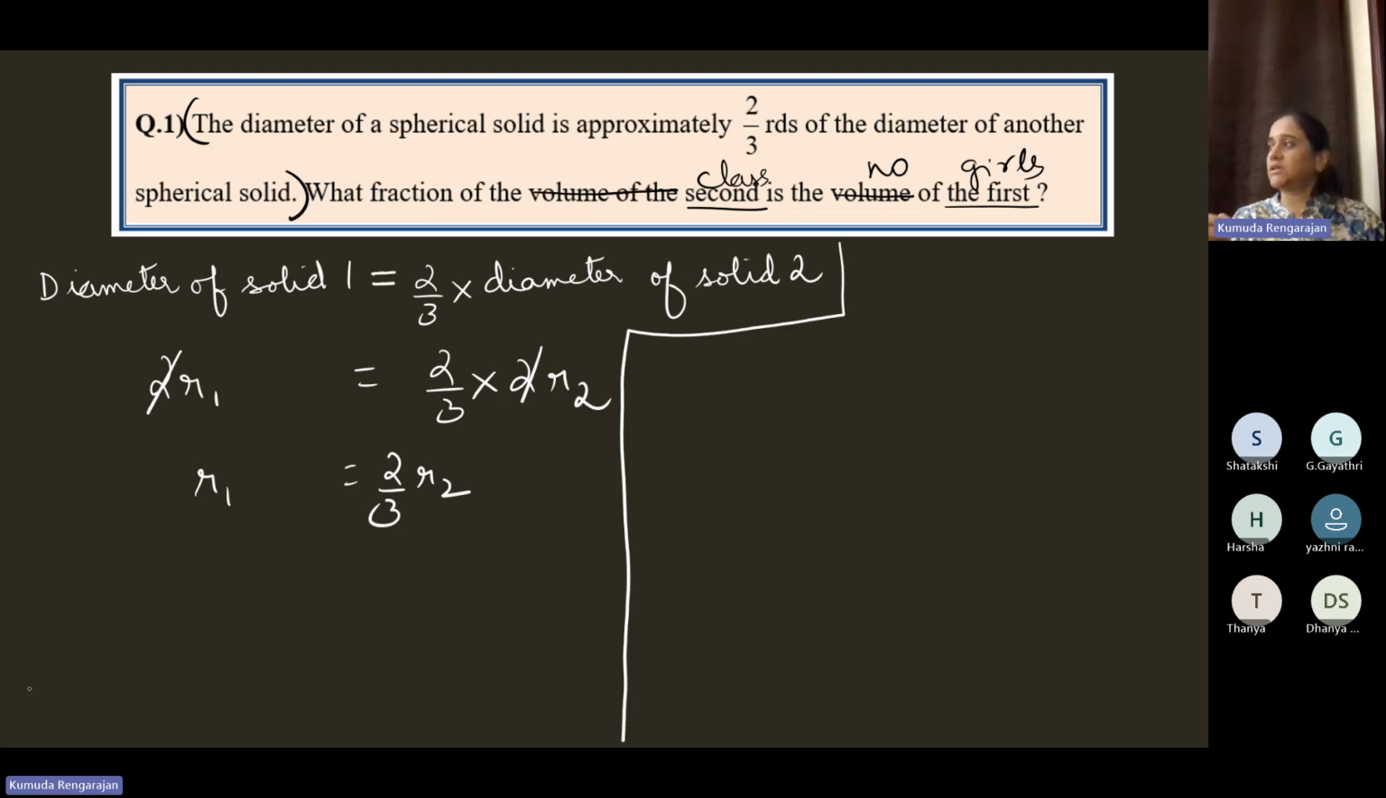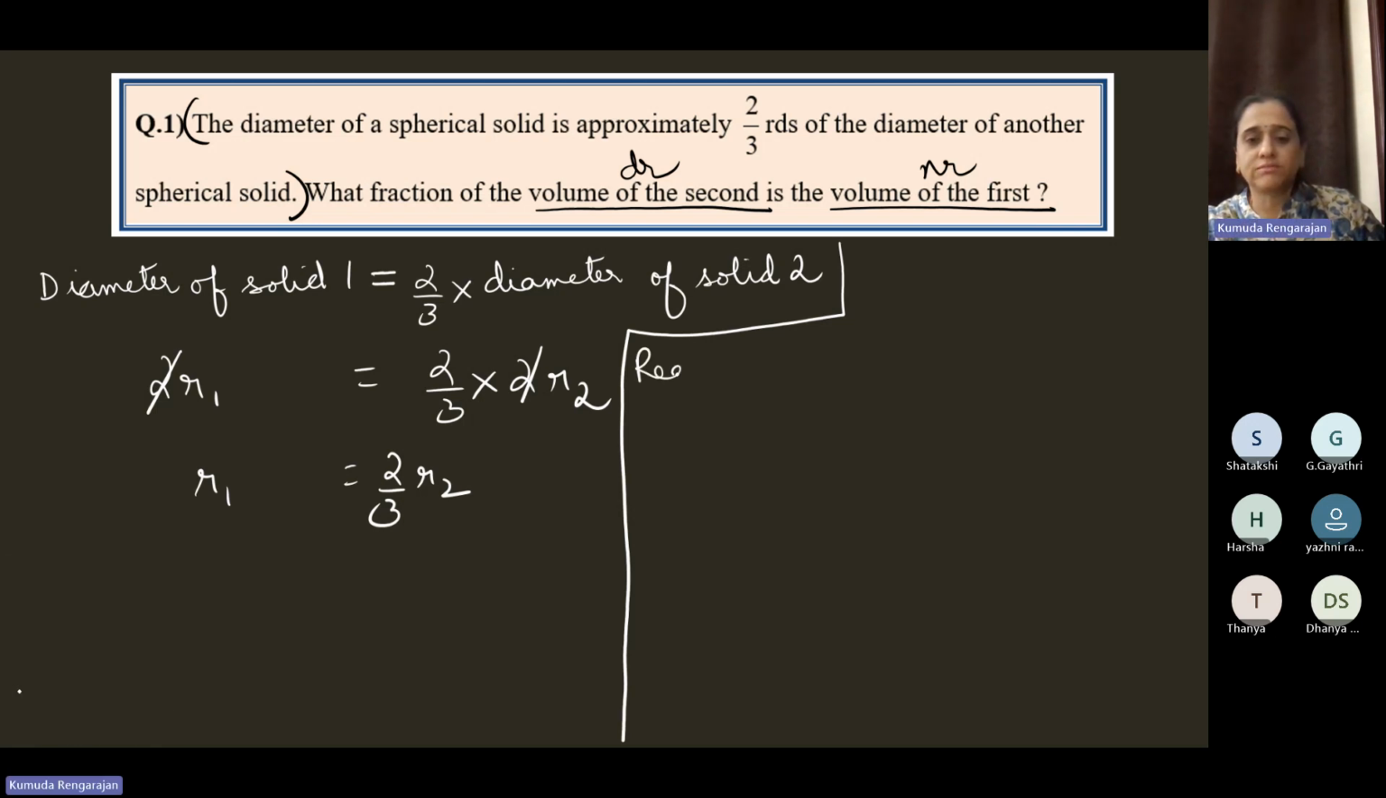So, how do you find that fraction? Number of girls divided by the total number of students in the class. The second thing comes first. Number of girls is the second thing that comes first, by the total number of students in the class. Similarly here, it's the volume of the first. This one should come first, in the numerator, and this one in the denominator.